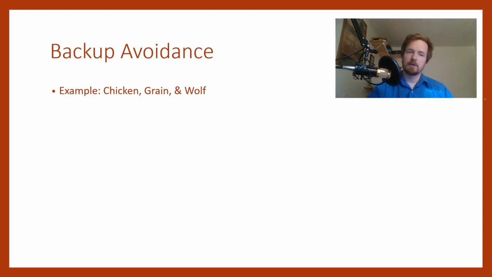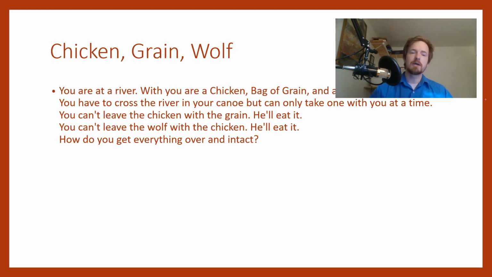So I want you to play along. This is the chicken, grain, and wolf problem. So in this problem, basically, you are at a river, and you have 3 things with you. You have a chicken, a bag of grain, and a wolf, and it is your job to cross that river, taking those 3 things with you. The problem then is that you only have 1 canoe, and in that canoe you can only take 1 thing with you at a time.